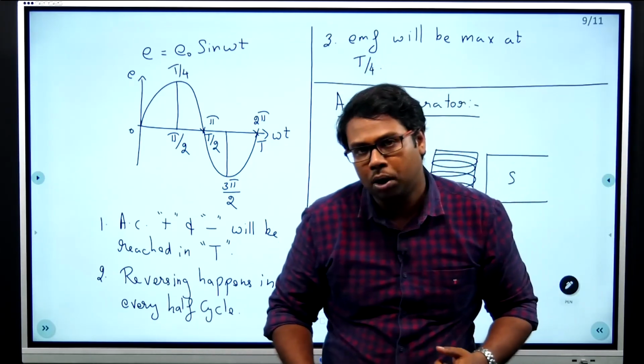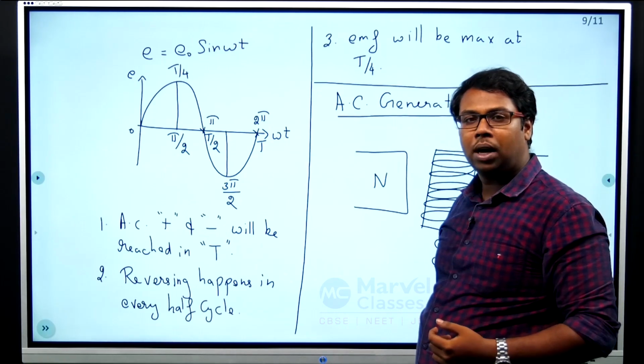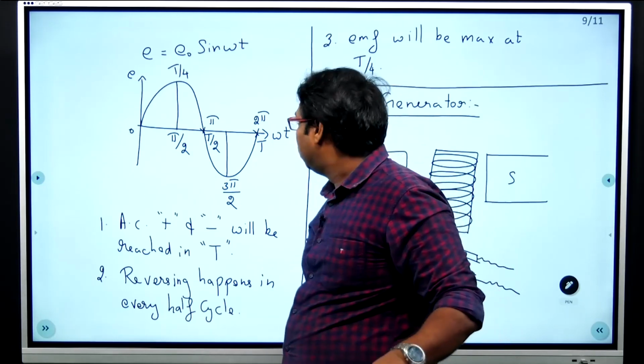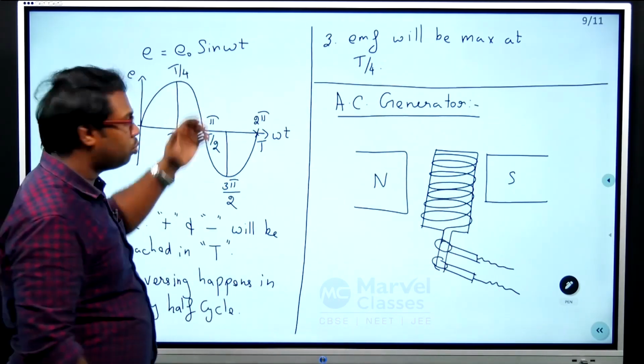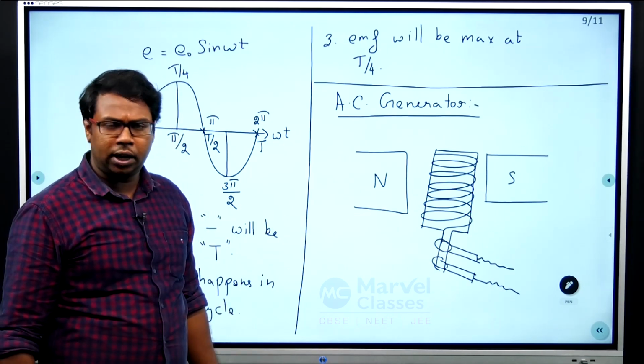Your B and A are perpendicular. So your EMF will be maximum only when the angle between B and A is 90 degrees. So this is what it is. The same thing is applicable to the AC generators too.